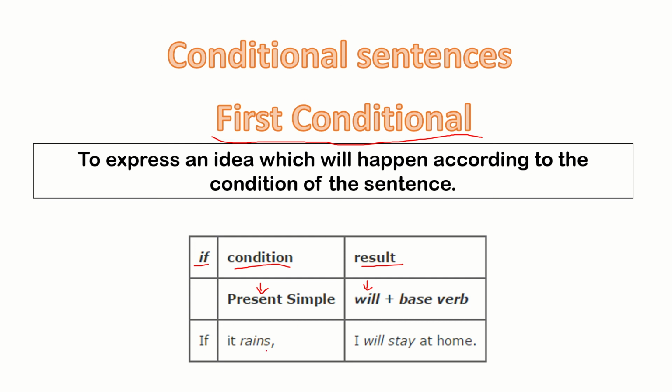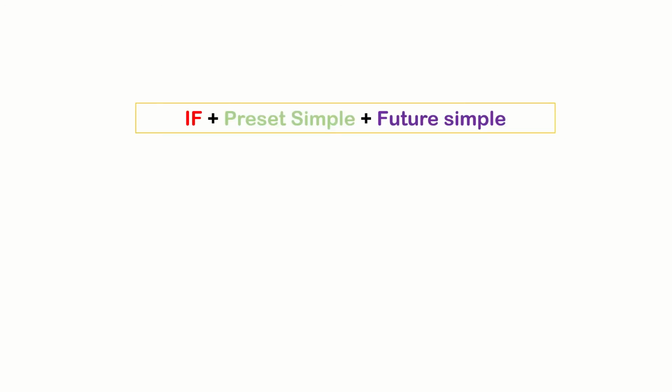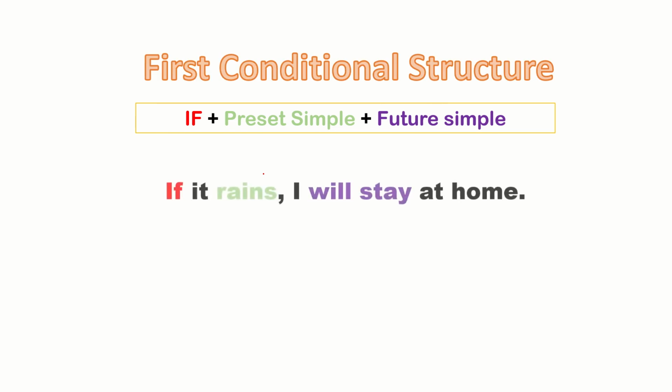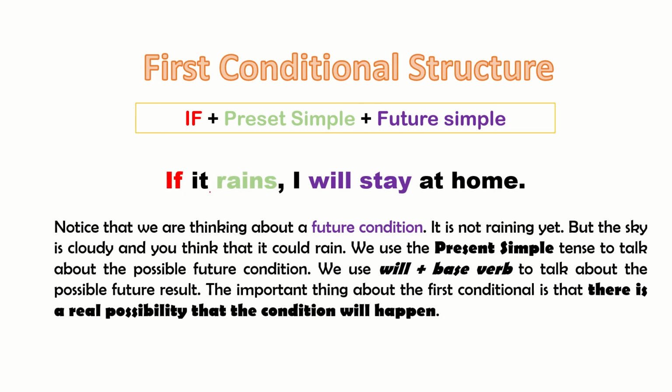All right? If it rains, I will stay at home. This is very important. Let's continue to see it. If plus present simple plus future simple. All right, let's see. Okay, so if it rains, present simple here, I will stay, future simple, at home. Okay, 1, 2, 3. If plus present simple plus future simple. That's the structure for the first conditional.